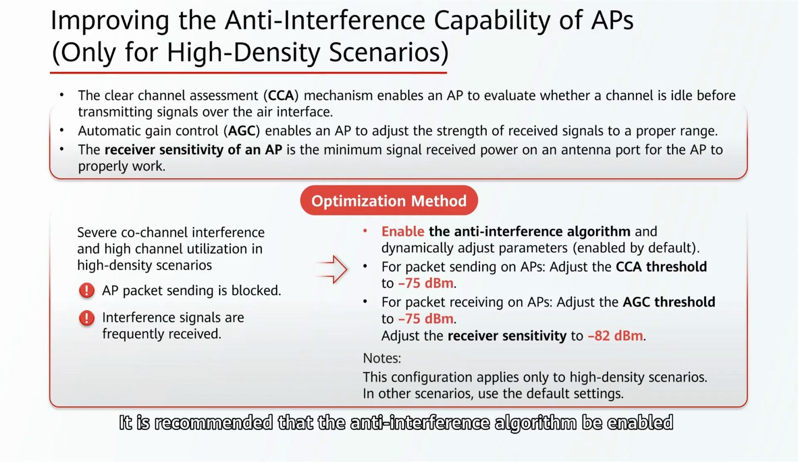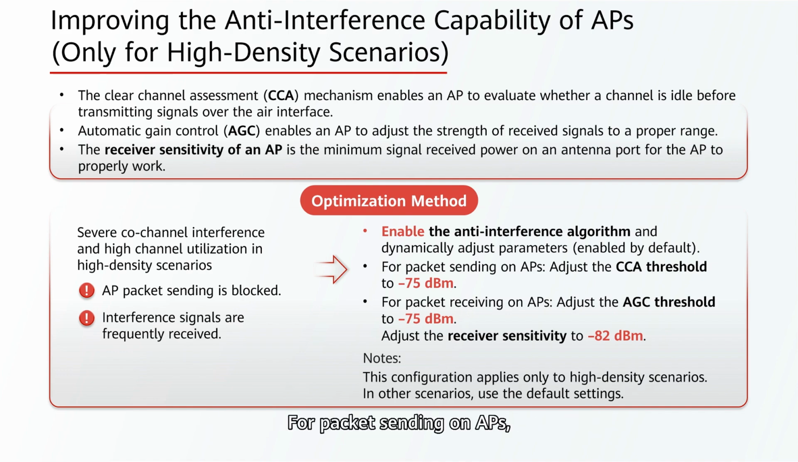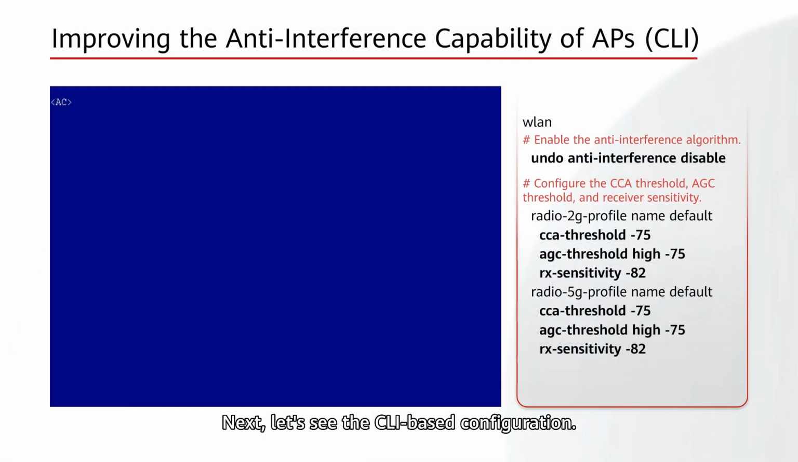It is recommended that the anti-interference algorithm be enabled so that APs can dynamically adjust parameters to improve the overall anti-interference capability. For packet sending on APs, the CCA threshold of -75 dBm is recommended to improve the channel reuse rate. Additionally, in terms of packet receiving on APs, you are advised to set the AGC threshold to -75 dBm and the receiver sensitivity to -82 dBm to further reduce interference. Next, let's see the CLI-based configuration.